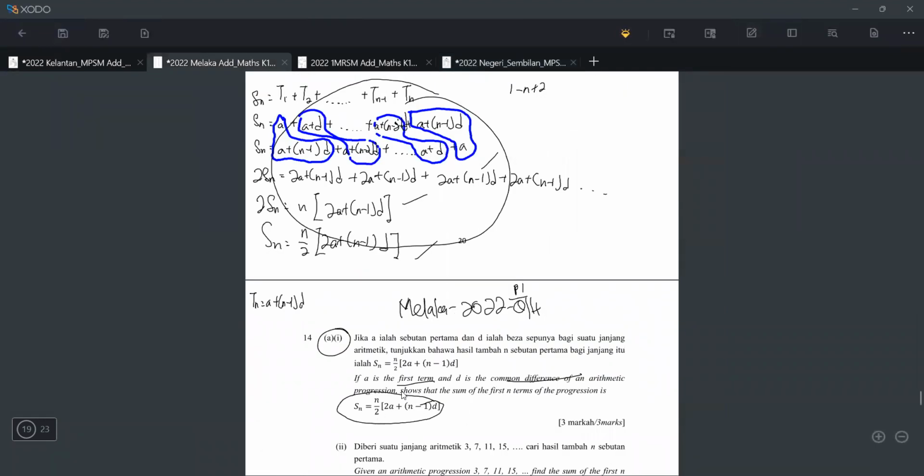The Malacca paper asks us to show the formula for Sn, but this Sn formula is n over 2 times 2a plus n minus 1 d, and this is for the arithmetic one, and this is how we show it. I will not explain it. If you want the explanation, you go watch it yourself. Go find the Malacca video. But this is showing the Sn formula for arithmetic.